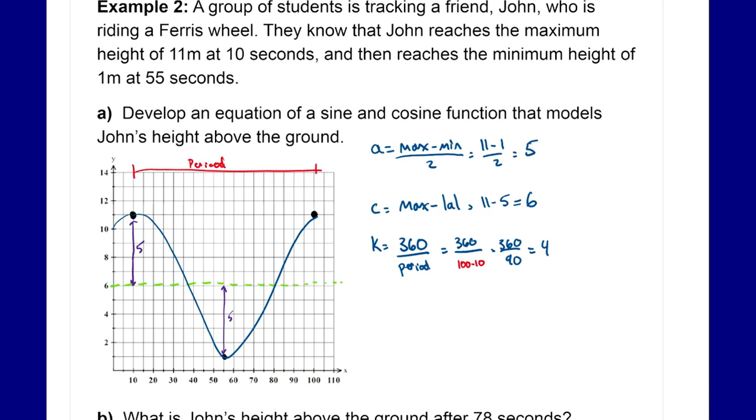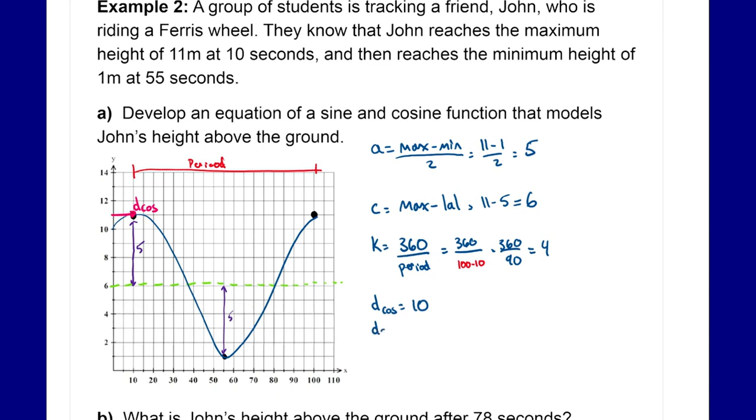Based off of that, there is one key d value that I can easily find, and that is the d value for cosine, because I can easily see my maximum. The d value for cosine is that horizontal displacement, or horizontal movement, from the y-axis to the first maximum. In this case, it is 10.